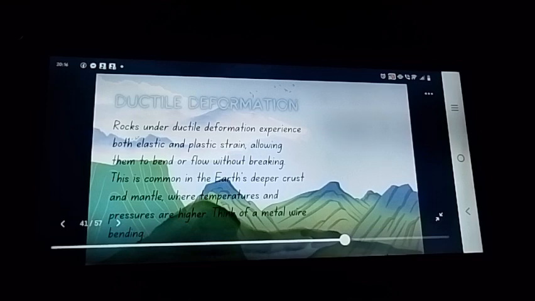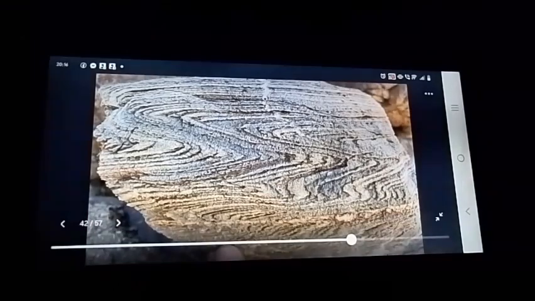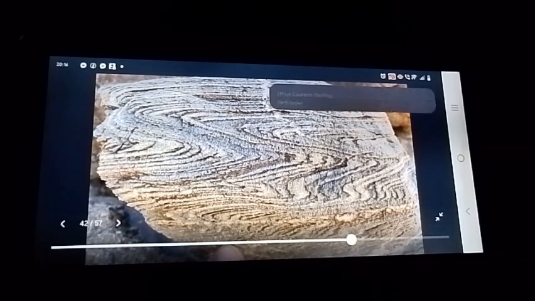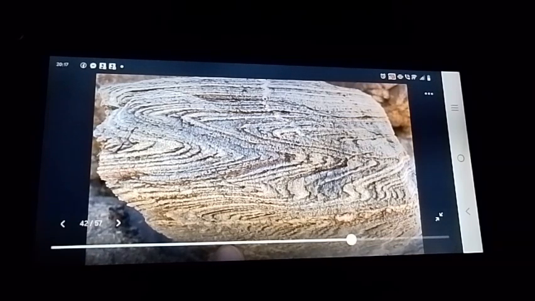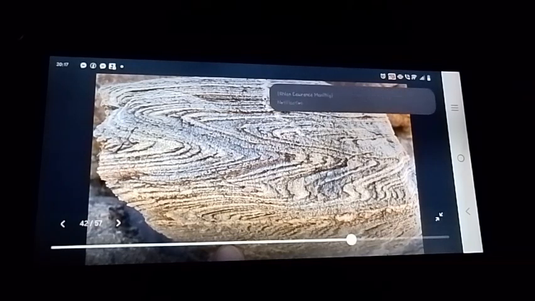bent. That's ductile deformation. In ductile deformation, rocks behave like a combination of elastic and plastic strain. They can bend and flow under stress without breaking. This is similar to how a metal wire can be bent without breaking. So ductile deformation is common in the Earth's deeper crust and mantle, where the temperatures and pressures are higher. The higher temperatures make rocks more pliable, allowing them to flow and bend instead of breaking. This is why we see so many folds and other ductile features in the Earth's deeper layers.